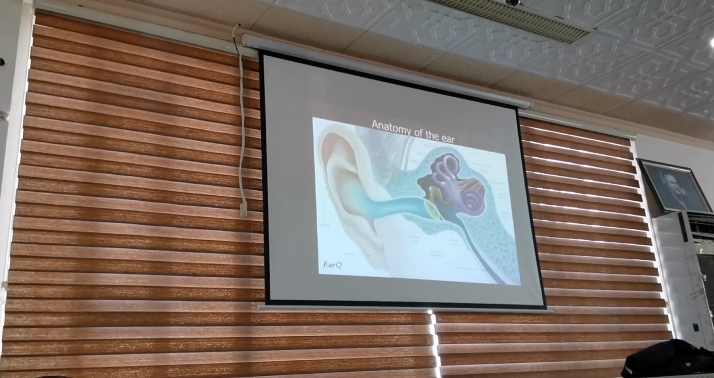So the audible range of frequency in the human ear is located between 20 hertz and 22 kilohertz. That's what we mean by hertz.